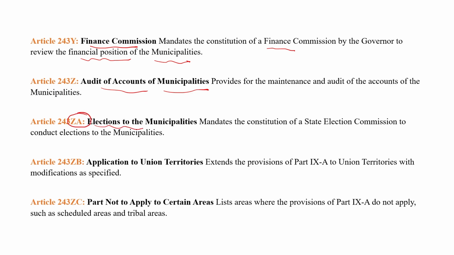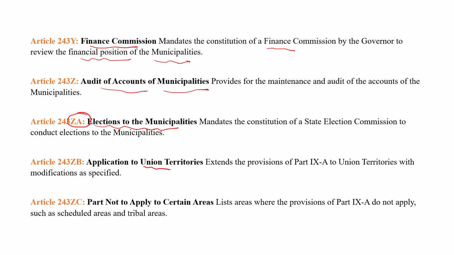243ZA explains the election of the municipalities. It mandates the constitution of a state election commission to conduct elections to the municipalities. This means the election of the municipalities as well as the rural area panchayat is conducted by the state election commission, not by the central election commission. The state election commission is responsible for the election of municipalities and rural areas.